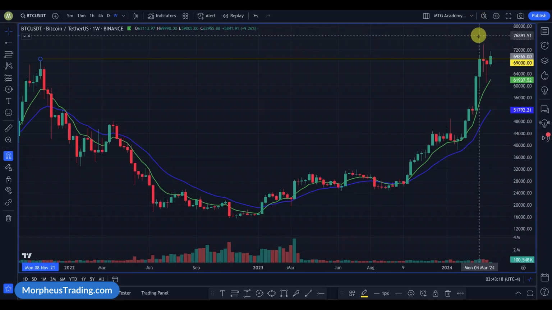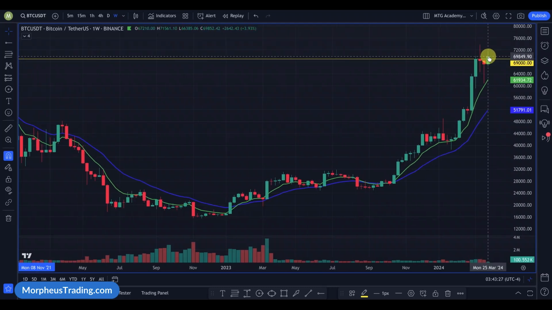Now that price action of the failed breakout to an all-time high initially caused a candlestick pattern to form on a weekly chart known as a doji star. Basically indicates indecision. Notice the long wicks above and below the body of the candle, which means there was kind of a tug of war here.